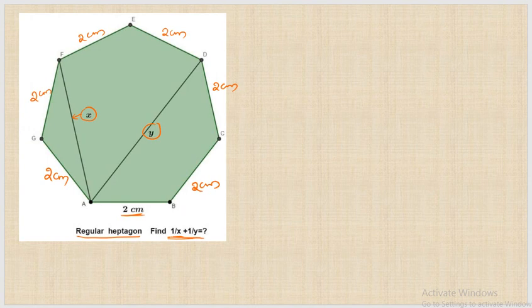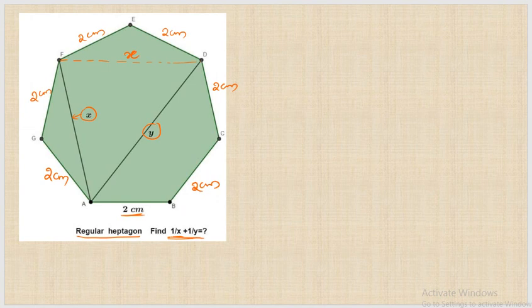For this, when I skip one point and join the other point, its length is given as x. The same way, I am going to join DF. Here also we skipped one vertex, so this length will be equal to x.